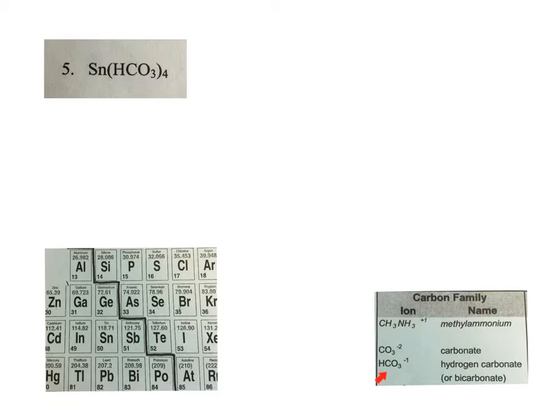Before I do that, let's go in order of what's happening here. So I'm starting with this metal here, and Sn, you know, is tin. So I'm just going to write tin, and then we're going to move back to the polyatomic ion now. So I'm simply going to name that polyatomic ion.